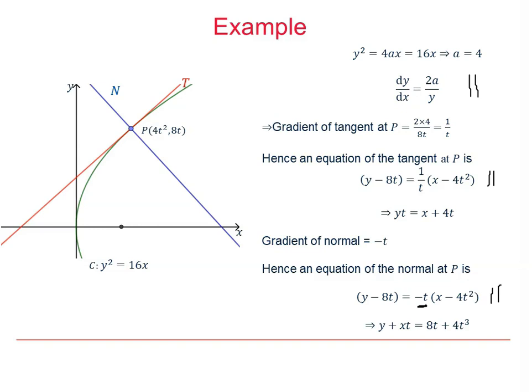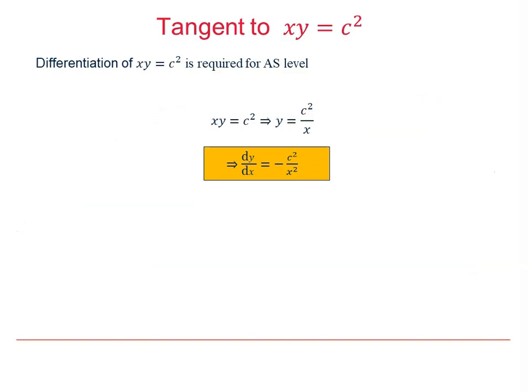Right, so now let's turn our attention to the rectangular hyperbola. For the rectangular hyperbola, you will be required to actually do the differentiation. So remember that the rectangular hyperbola has equation xy is equal to c squared. Well, this is quite straightforward to differentiate.